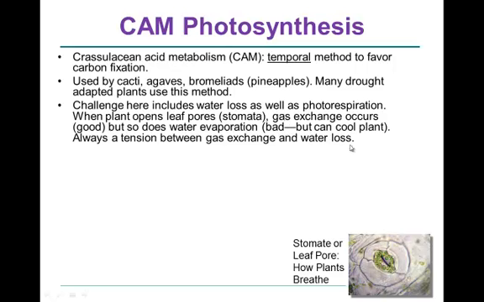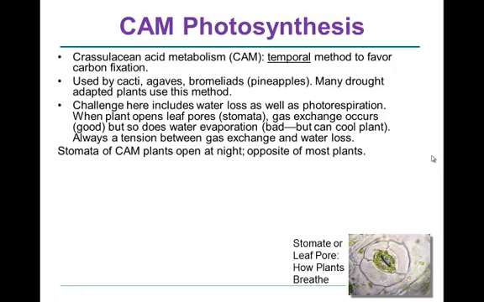The challenge here includes water loss as well as photorespiration. When a plant opens its stomata, gas exchange occurs, which is good, but so does water evaporation. Bad, as that previous slide showed. And so there's always a tension in plant physiology between gas exchange and water loss. Now, how do you solve that? Well, the CAM plants do it temporally. They open their stomata at night when water loss is greatly reduced, the temperatures are lower, the relative humidity is higher, and they bring carbon dioxide in and they store it as an organic acid.